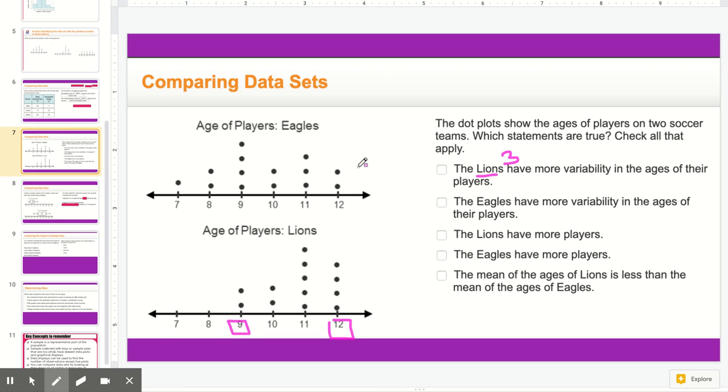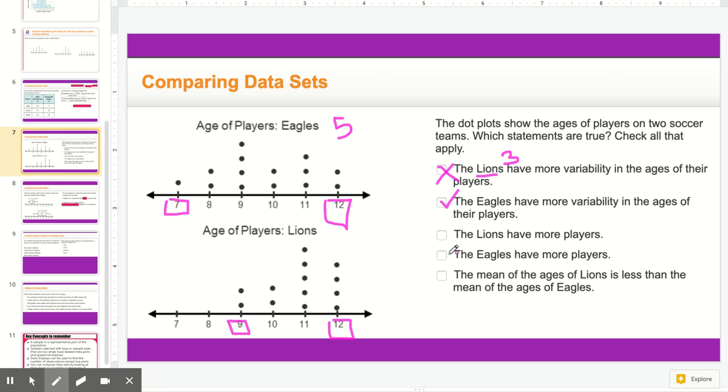If I were to look at the Eagles, their youngest player is 7 and their oldest is 12. Okay, and when we subtract that, what would we get? Perfect, we would get 5. Okay, so the Eagles actually have a greater variability, or more variability. So this would be here.